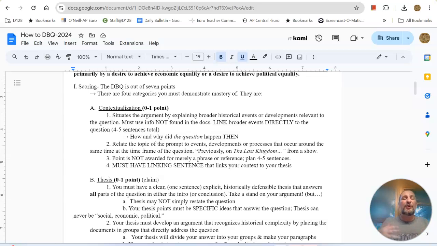So what is this? This is introducing the question. Your contextualization is going to be the bulk of your intro. It's going to be 4 to 5 sentences, okay? How and why did the question happen then at that point? What happened immediately before it? What is the context of what this is happening? You want to relate the topic of the prompt to events, developments, or processes that occur around the same time. Time frame of the question.